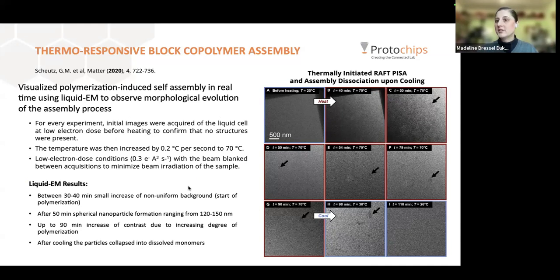It doesn't start to occur until it reaches the temperature of 70 degrees, but then they start to see the formation of these particles. They start to see the spherical particles forming, and then the development of these sort of worm-like micelle structures. But that's not necessarily the case for some of these types of experiments. In situ liquid is not going to give you the full answer.